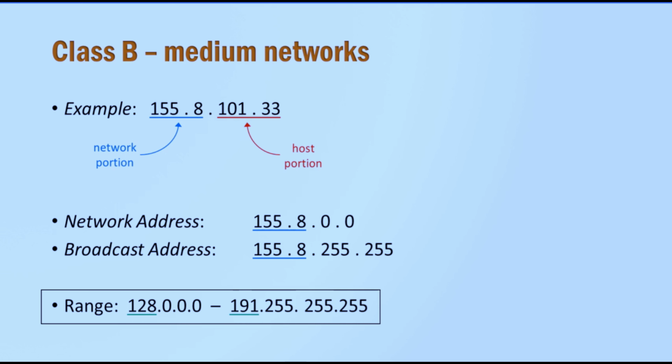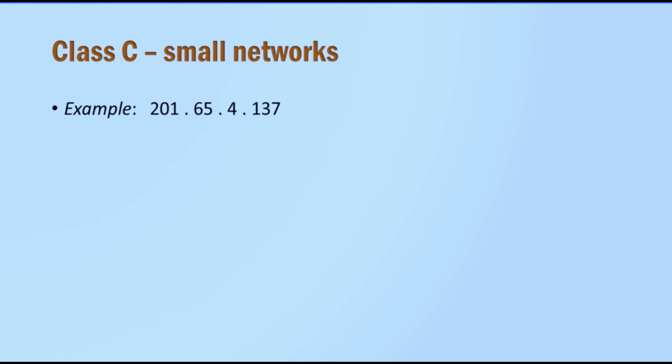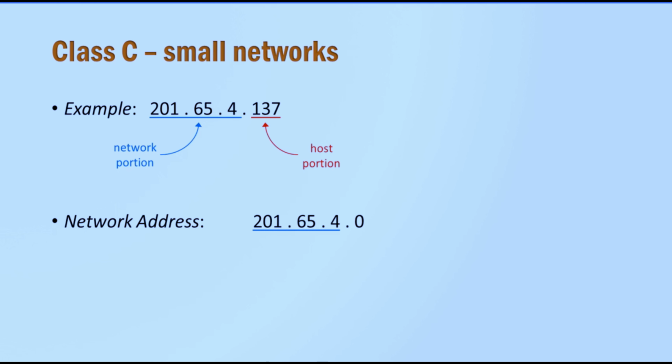Let's see our third example, this time from class C. So here we have 201.65.4.137. Here, the first three octets represent the network portion, and only the last octet represents the host portion. As in the previous examples, we're going to determine the network address, and we'll get the network address by copying the network portion, 201.65.4, and then in the host portion, we're going to put 0. So that is our network address for this example.